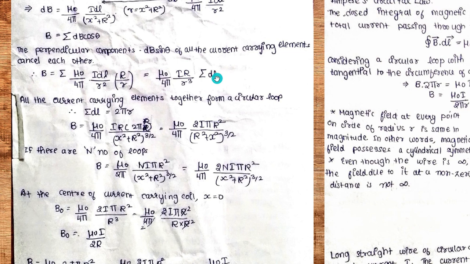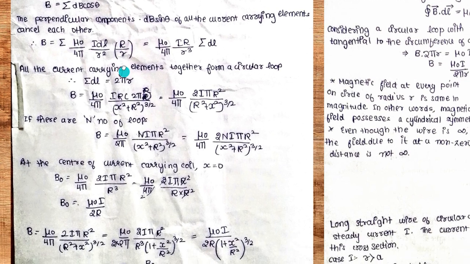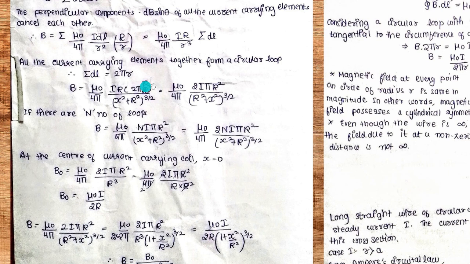Okay, so we want all the current carrying elements, right? Now we just considered a small element dl, but we want the whole loop. Now what is the whole loop? Circular. So what is the circumference of a circle? 2 pi r. So the summation of all the small current carrying elements would become a circle, forming the circumference as 2 pi r. So my B is equal to mu naught by 4 pi into I R into 2 pi r, right? So here we want capital R because capital R is the radius of our circular loop, by x square plus r square to the power of 3 by 2.